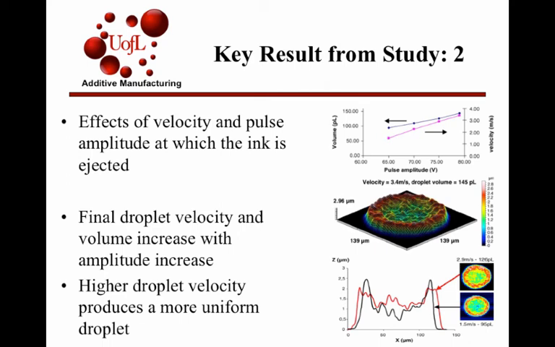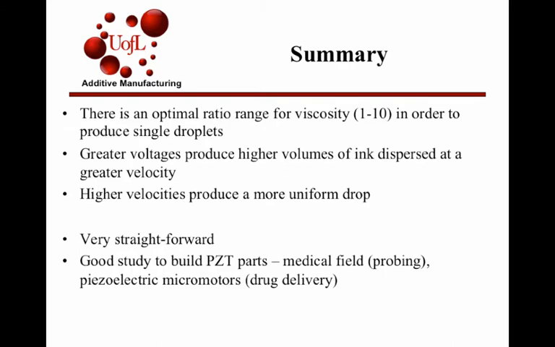And as you can see in these two pictures here, there is less differentiation between the colors, which shows that it is more uniform. And then, so in summary, the optimal ratio for viscosity, which is, again, the Reynolds number over the square root of the Weber's number, is between 1 and 10.